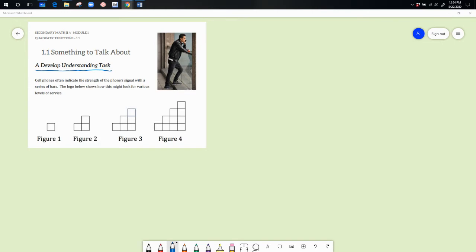Cell phones often indicate the strength of the phone signal with a series of bars. The logo below shows how this might look for various levels of service. You can see figure 1, figure 2, figure 3, figure 4, and it looks like cell phone bars or stairs or something like that. However you see it could be different than someone else, but you can see the figures are changing. So the very first question, of course, you've heard this one a couple times now: assuming the pattern continues, draw the next figure in the sequence. Go ahead and do that.